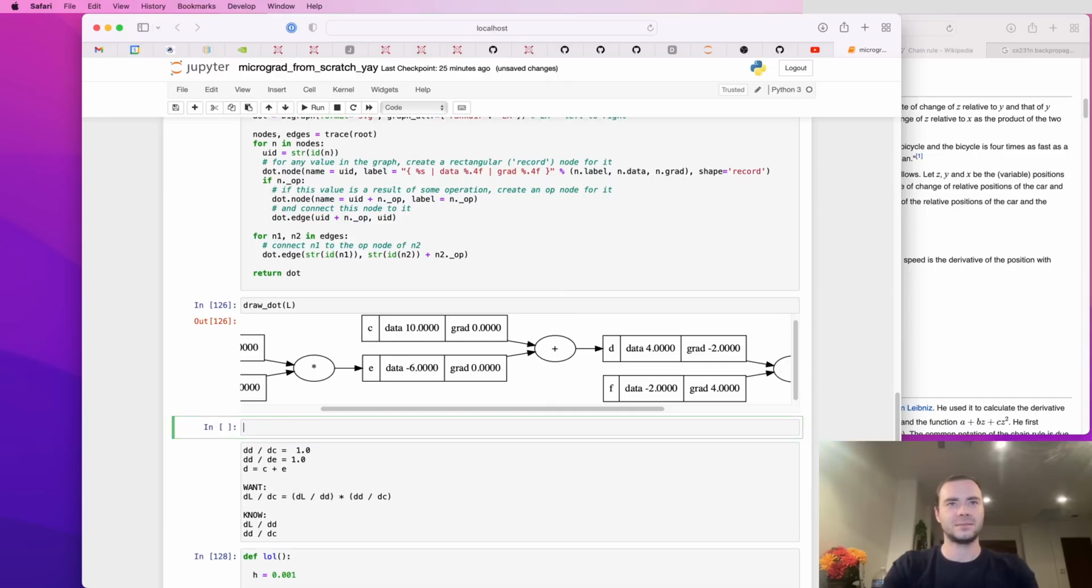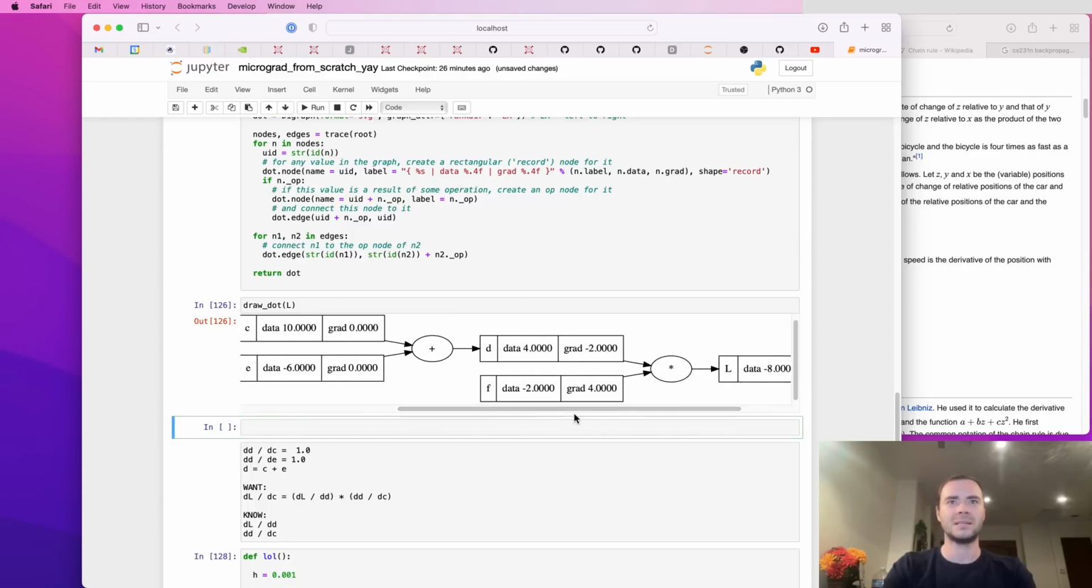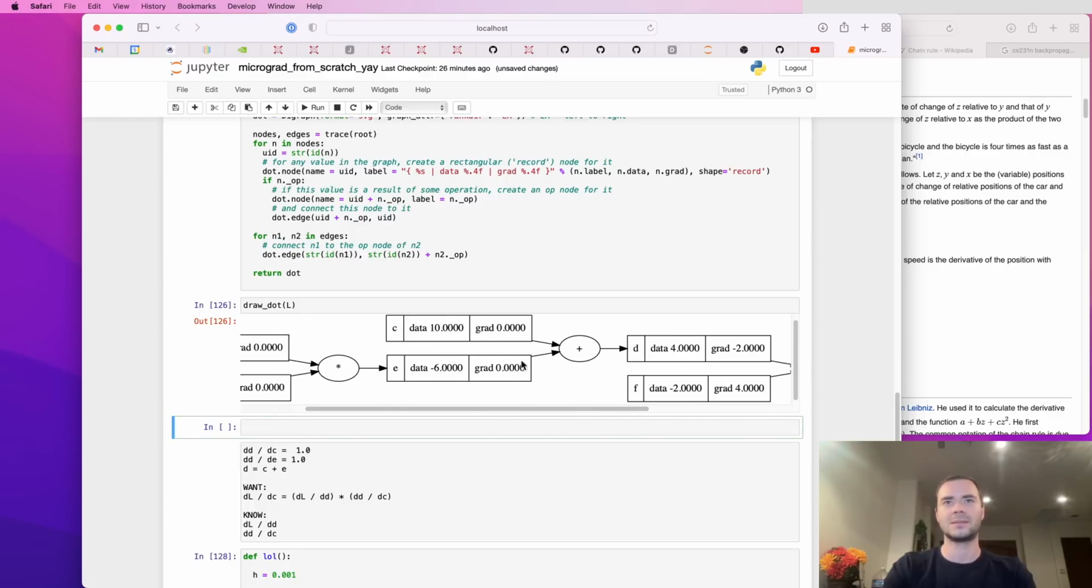And because these local derivatives, like dt by dc, are just 1, we basically just copy over dl by dd, because this is just times 1. So what is it? Because dl by dd is negative 2, what is dl by dc? Well, it's the local gradient, 1.0, times dl by dt, which is negative 2.